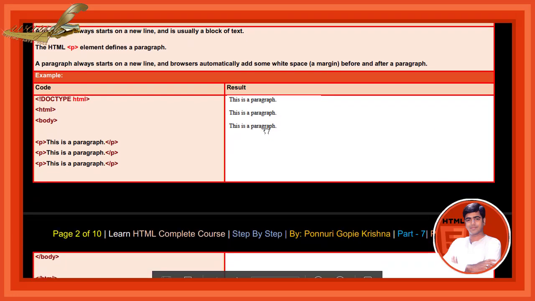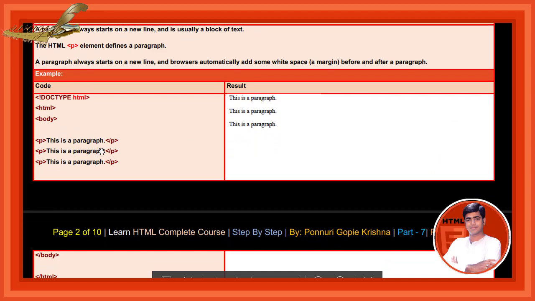See the code is here. Doctype HTML, body, p: this is a paragraph, p: another paragraph, this is another paragraph. See here the result returns this.